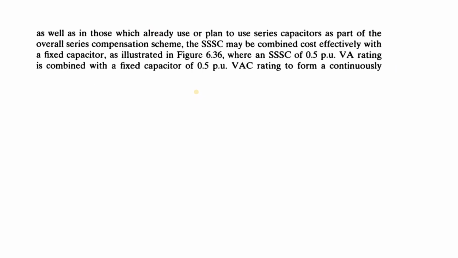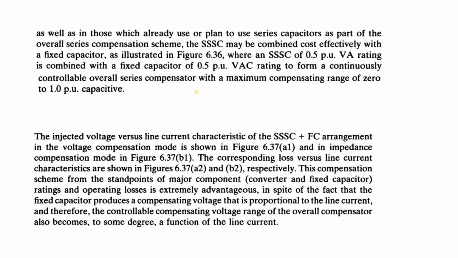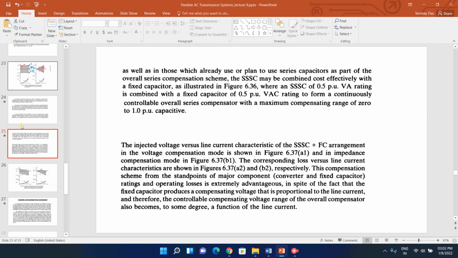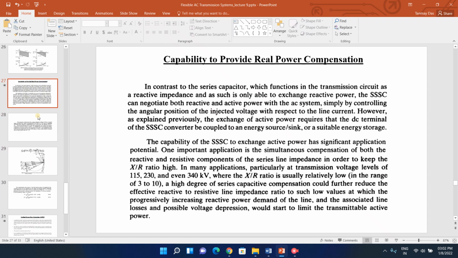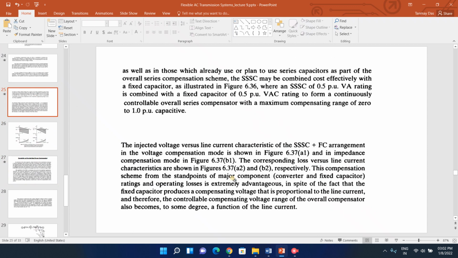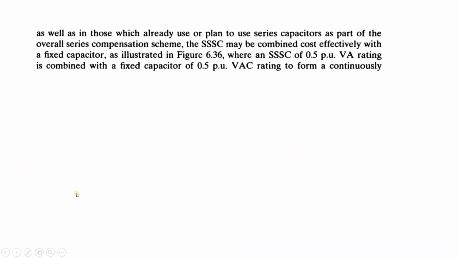Sorry, where is this figure? Okay, that figure is not being shown over here. One second. Okay, so this particular figure is not shown.